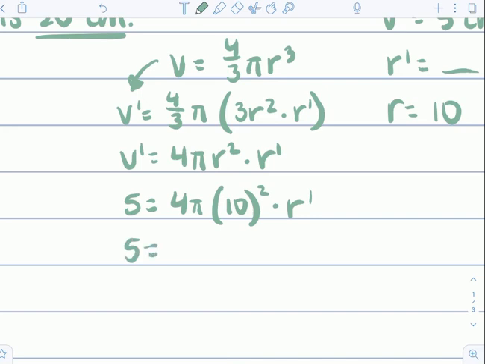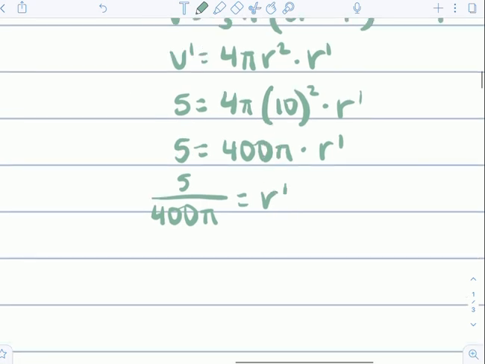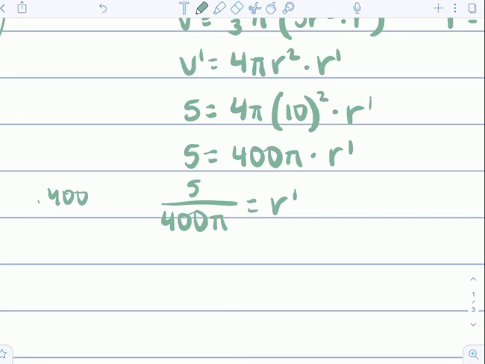5 equals 400 pi times the derivative, and then 5 over 400 pi. So if you have a calculator, you can just do it, so 1 over 80 pi equals the rate.